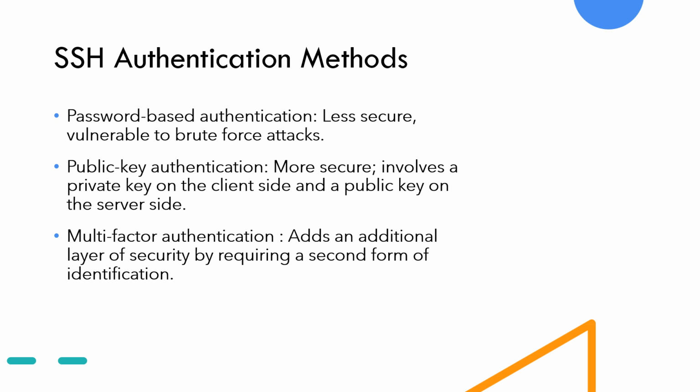SSH authentication methods. There are three main authentication methods in SSH. First, password based, which is easy to set up but vulnerable to brute force attacks. Second, public key authentication, where users generate a key pair, a private key stored securely and a public key placed on the server. This is more secure than a password. And lastly is multi-factor authentication, which adds an additional layer of security by requiring a second factor, such as a temporary one-time code.